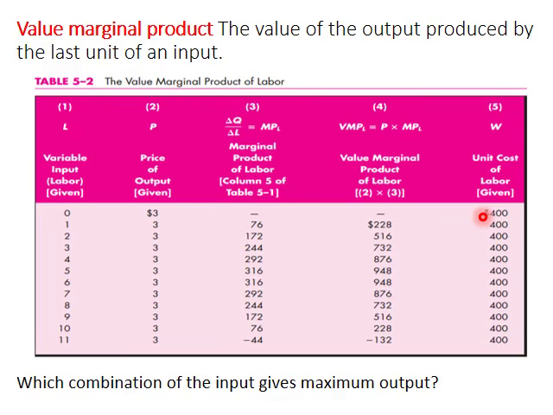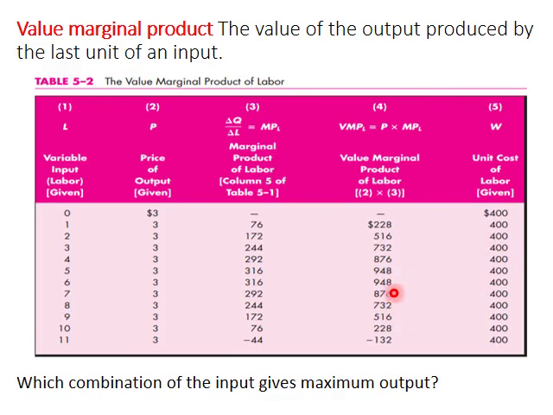So, as we add more and more variable inputs, that's labor, with a unit cost of 400, the marginal product of labor increases and ultimately it becomes negative. So here we need to compare the value of the marginal product of labor, that means the value which is obtained from the additional labor, the value obtained from the last labor. As we compare, this one is greater than 400, and this one is also greater, this one is also.